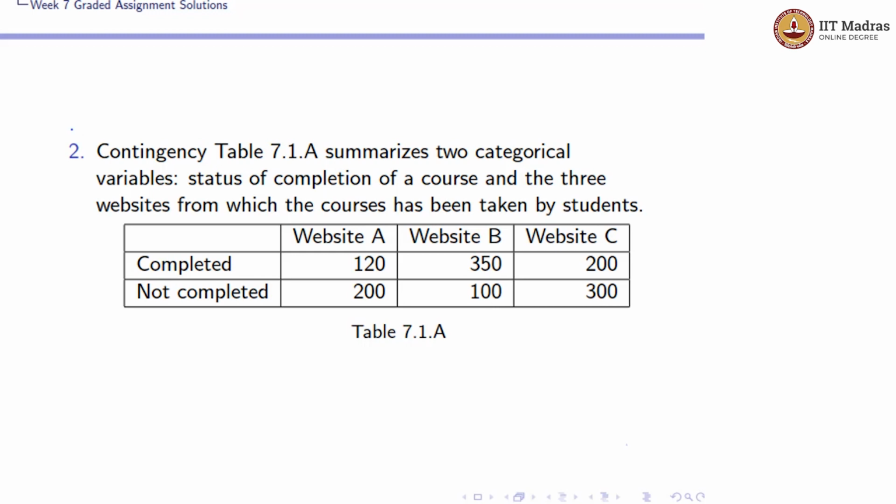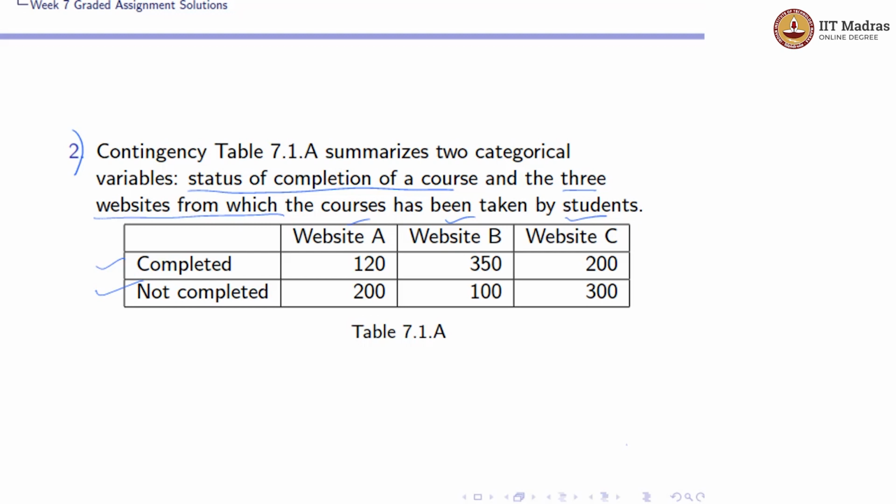Second question. Contingency table 7.1.a summarizes 2 categorical variables, that is the status of completion of a course and the 3 websites from which the course has been taken by students. So we have 3 websites, website A, B and C, and we are given the status of completion of a course, whether the student has completed the course or not. So completed and not completed.